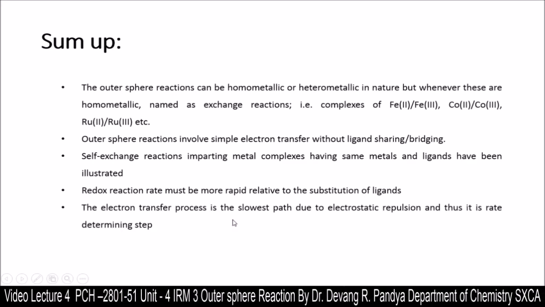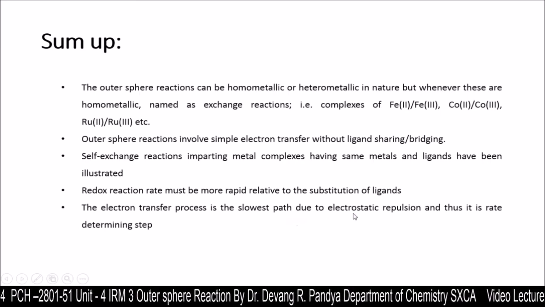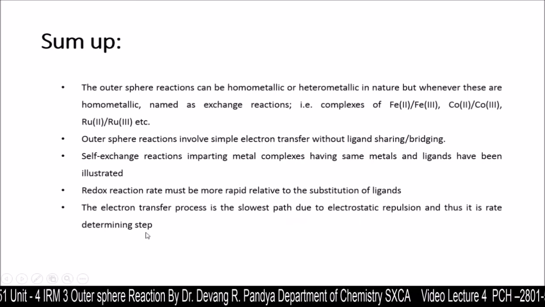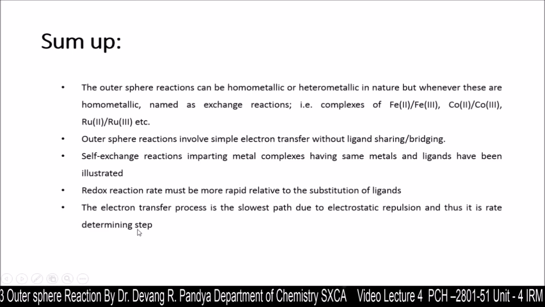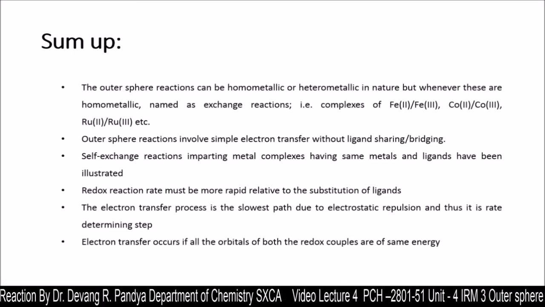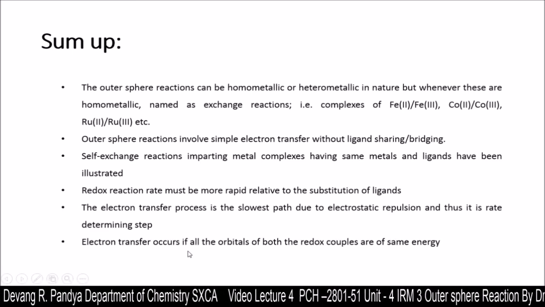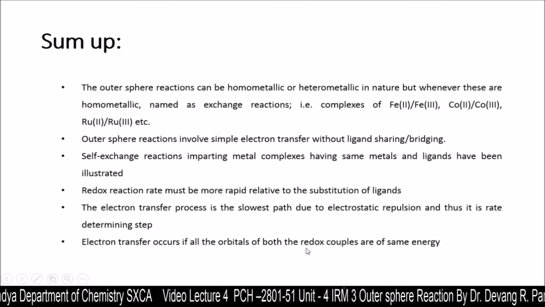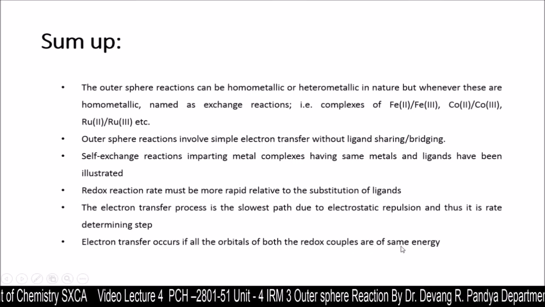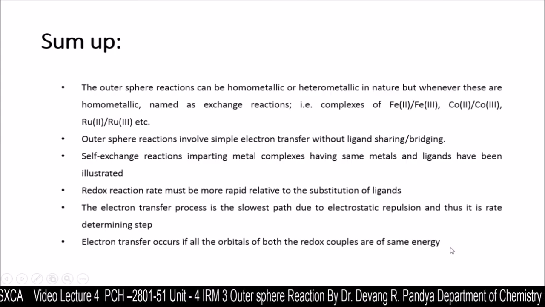The electron transfer process is the slowest path due to the electrostatic repulsion, and thus it is a rate determining step. Step 2 is the rate determining step, and electron transfer occurs if all the orbitals of both the redox couple are of the same energy.